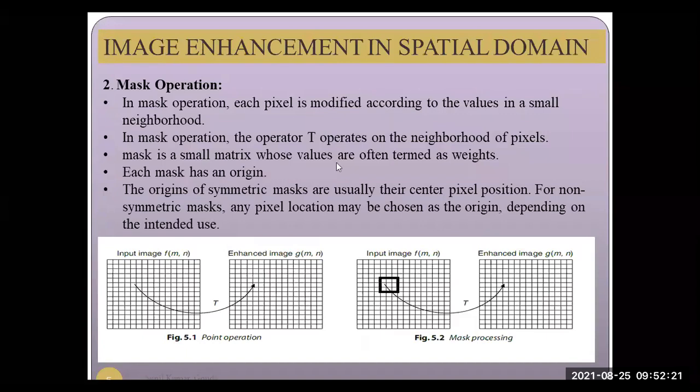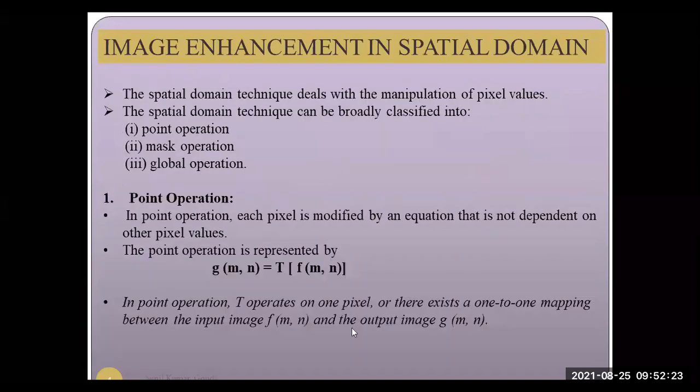Then we studied that in the spatial domain there are three types. The first is point operation, where we perform the operation basically on a particular point, and in this case the neighborhood points will not affect whatever enhancement we perform on that particular point. Fine. Similarly, the next type is mask operation.